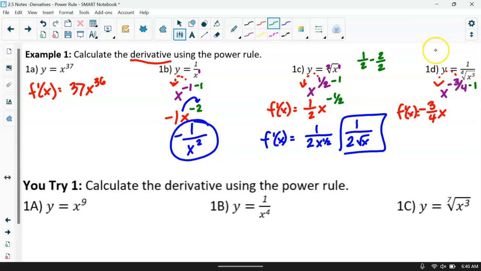Now this one is tricky. This is negative 3/4 minus 1, which is 4/4. This gives us negative 7/4. So now let's write this as our final derivative. Here we go. We have negative 3/4.